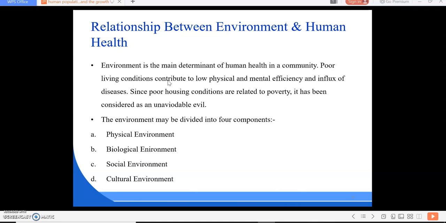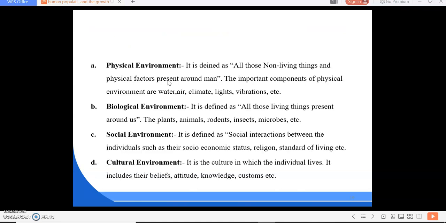Environment is defined as all the external factors, living or non-living, material or non-material, present around man. So, it is the entire medium in which the population lives and interacts. The environment may be divided into four components. What are they? First is the physical environment, second is the biological environment, third is the social environment, and fourth is the cultural environment. We are going to briefly discuss these four components.